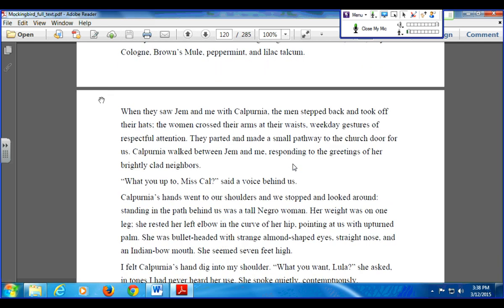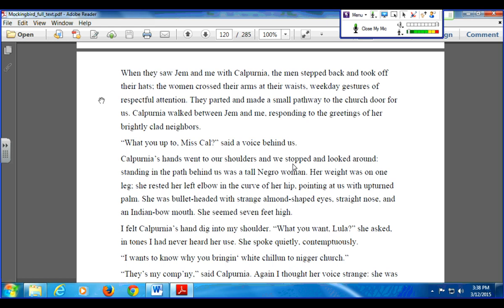When they saw Jem and me with Calpurnia, the men stepped back and took off their hats. The women crossed their arms at their waists, weekday gestures of respectful attention. They parted and made a small pathway to the church door for us. Calpurnia walked between Jem and me, responding to the greetings of her brightly clad neighbors.